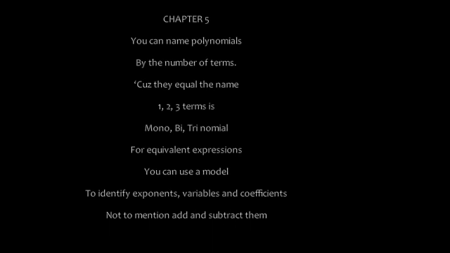You can name polynomials by the number of terms because they equal the name. 1, 2, 3 terms is monomial, binomial, trinomial. For equivalent expressions, you can use a model to identify exponents, variables, and coefficients, not to mention add and subtract them.